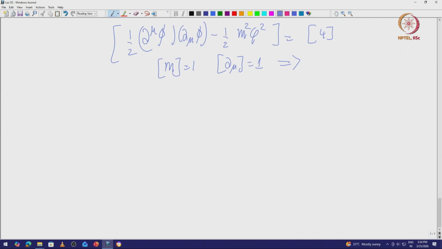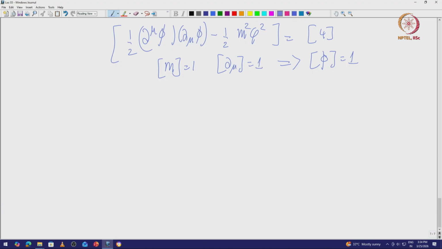So that means 1 plus 1 is 2, so this implies 2 phi has mass dimension 2. So phi has mass dimension 1. I hope you all understand. Each term is of dimension 4 essentially. Phi square is phi times phi, so each phi has mass dimension 1. So the mass dimension of the scalar field is 1 essentially.